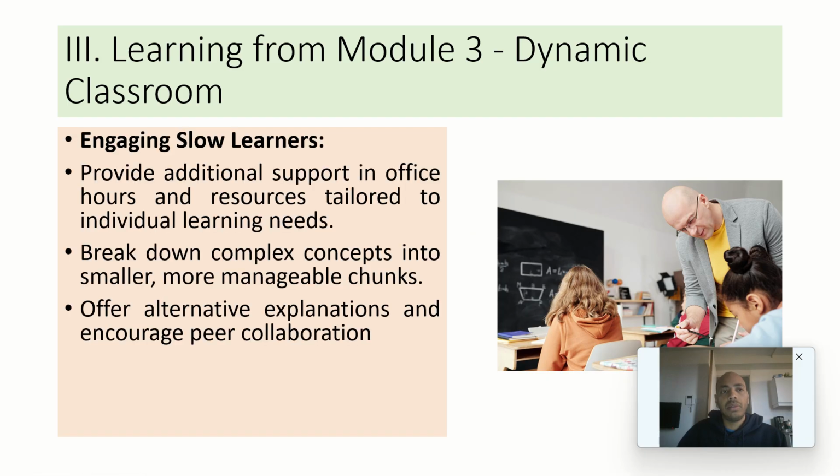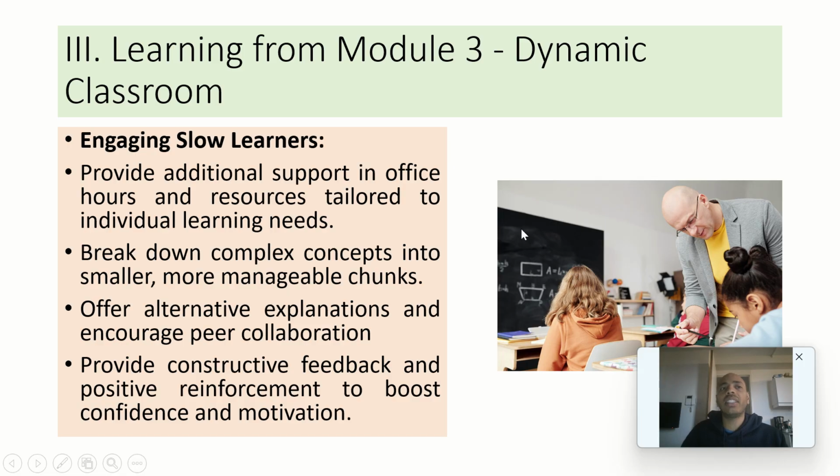Okay, then the second thing is engaging slow learners. So what does this tell you? Provide additional support in office hours. What happens most of the time is these slow learners will not be that open to you in the class. They will be a little quiet, or if they have some doubt, they will not speak. So what you can do is set up office hours. Office hours is when you are free, and you can set up at least 1 or 2 hours in a week where these students can come and meet you, and they can share their personal issues.